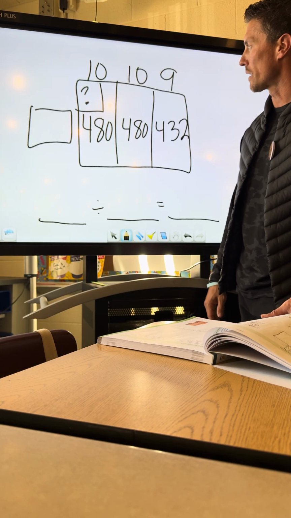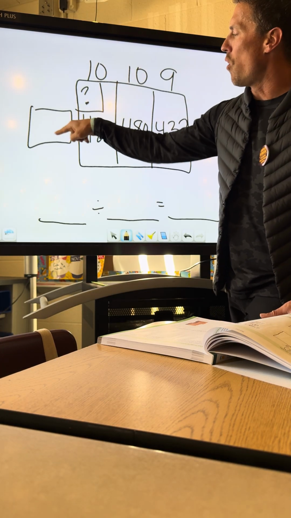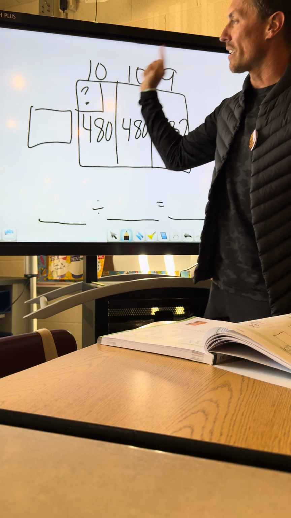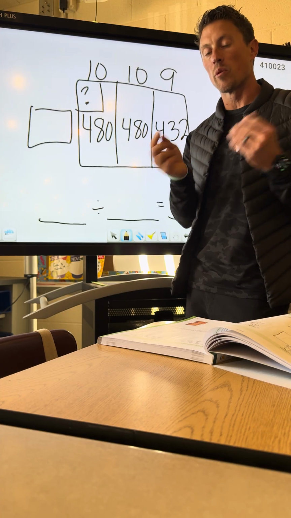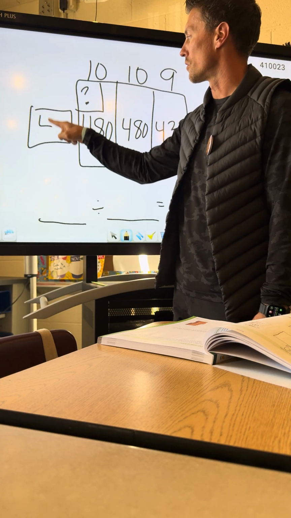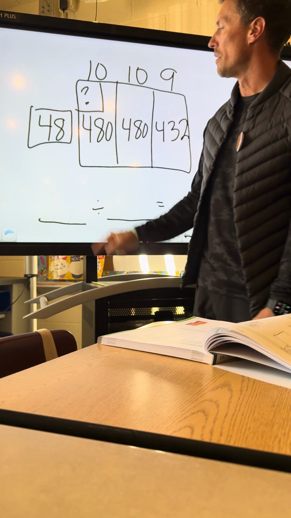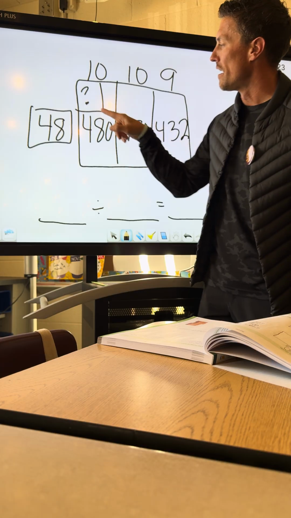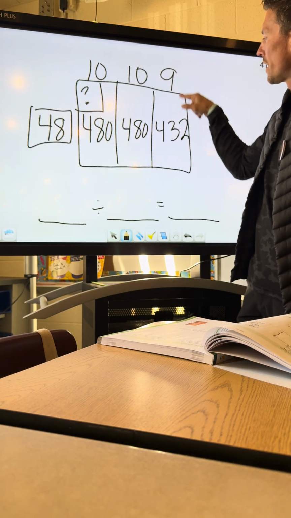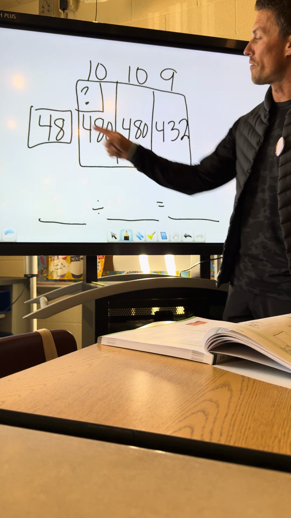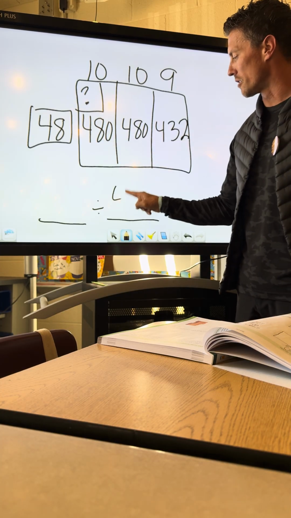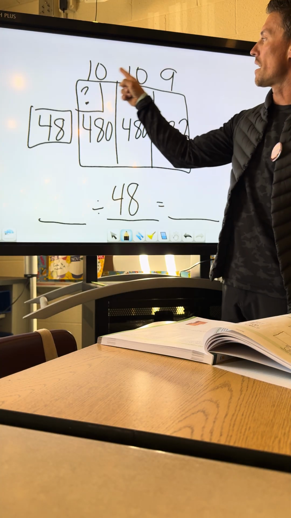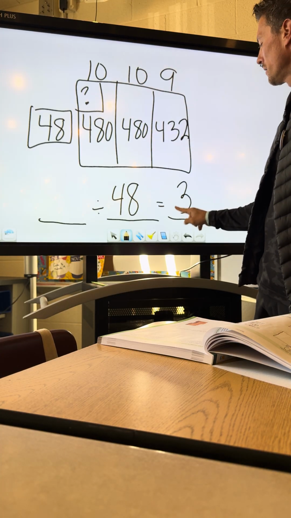So we would look at it like this. Well, 10 times what equals 480? Well, I know anything times 10 is just that number with a 0 at the end. So I know this has got to be 48, because 48 times 10 is 480. And then that means it has to be 48 times 9 equals 432. So I figured out this. That's my divisor. My quotient, which is already given, was 10 plus 10 plus 9, which is 39.